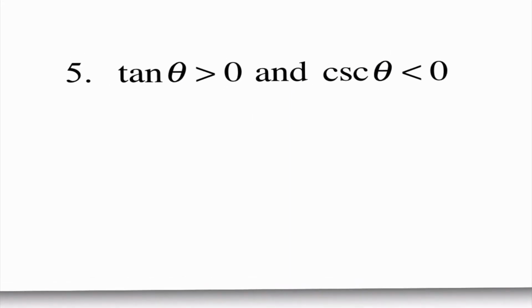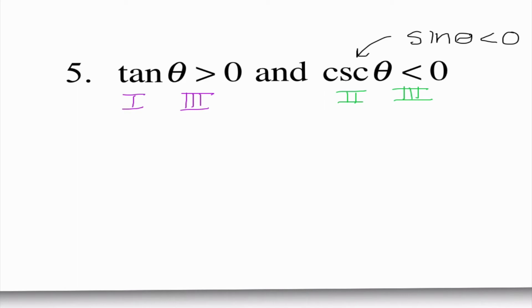Okay, and our last one of these we're going to do, okay, tangent is positive and cosecant is negative. And I know cosecant is really like sine. Okay, tangent is positive in quadrant 1 and in quadrant 3. Cosecant is negative in quadrants 3 and in quadrant 4. So if we look, I notice that they both have quadrant 3 in common, so that is going to be our answer.